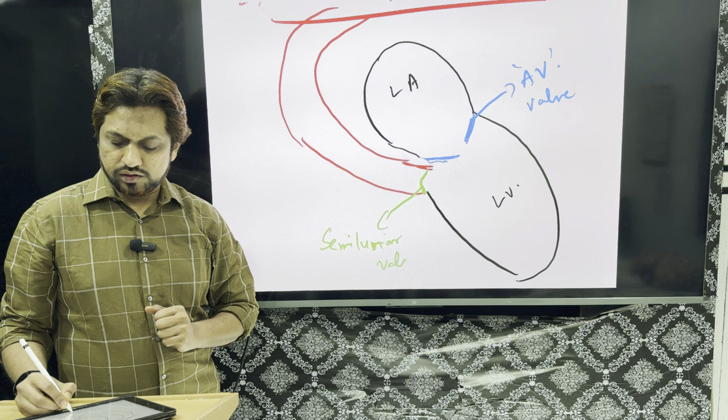Now there is a closure of the atrioventricular valves. Since the atrioventricular valves are closed and the semilunar valves are not yet open, whatever volume of blood is present in the ventricle, the ventricle will now contract. So this phase is known as isovolumetric contraction.